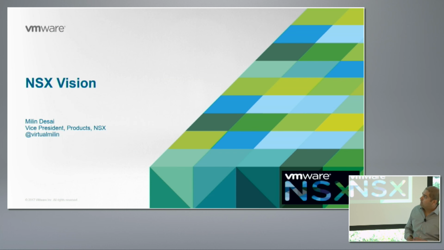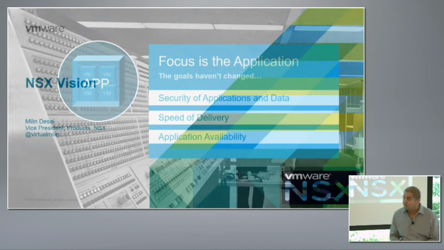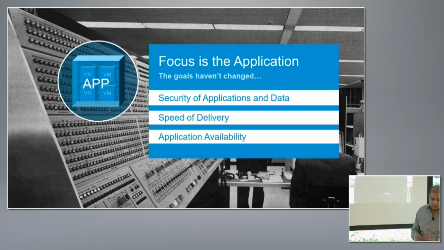I'm going to kick it off with NSX vision. But before we get into vision, I thought I'll give you some context into why, what, and where is NSX going. So to get to where, it's important to understand the why and what. If you look at our strategy, it's all about the application. And in talking to customers, these goals have not changed. It's about securing the app and the data. It's delivering the app faster and making it highly available, right? I mean, that has kind of been the mindset, whether it's a new app or an existing app. That's always been the case.